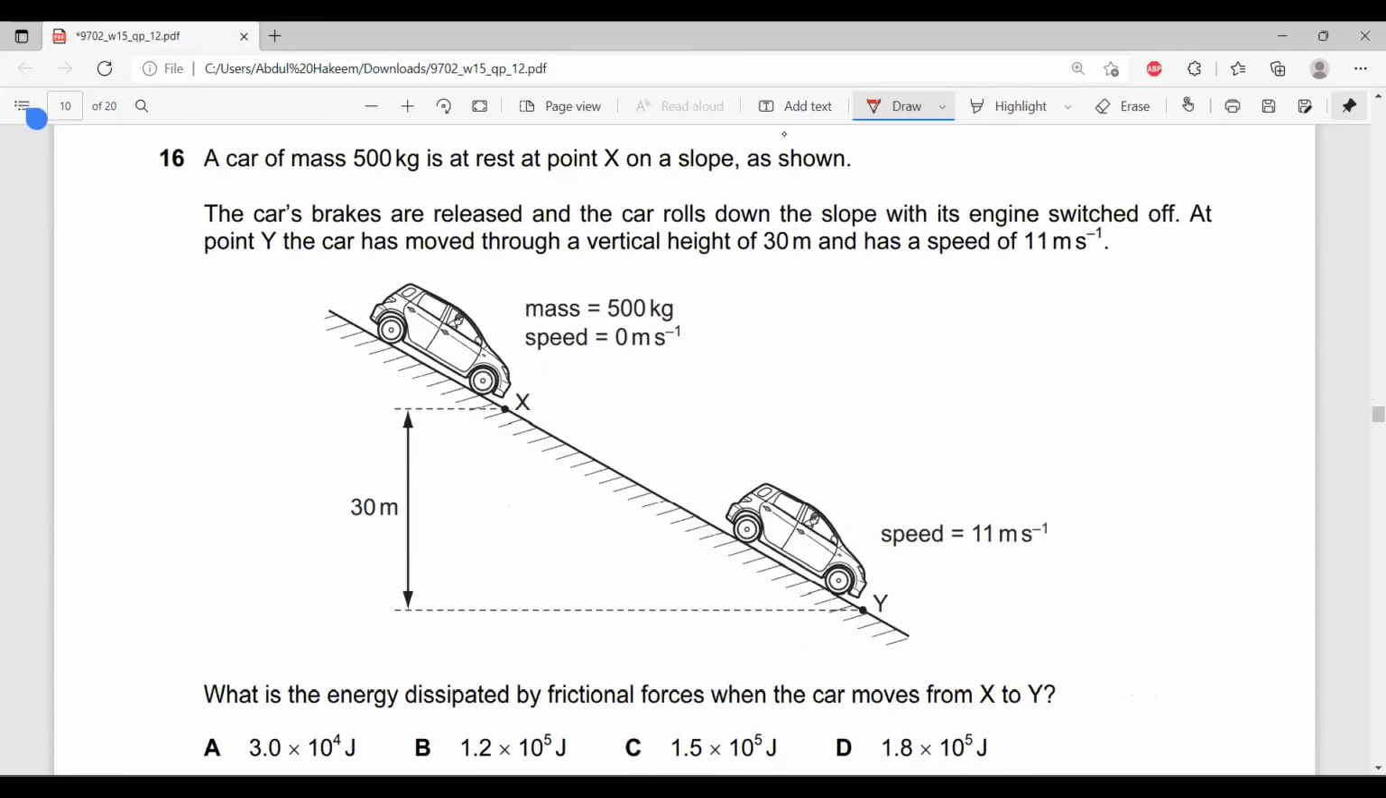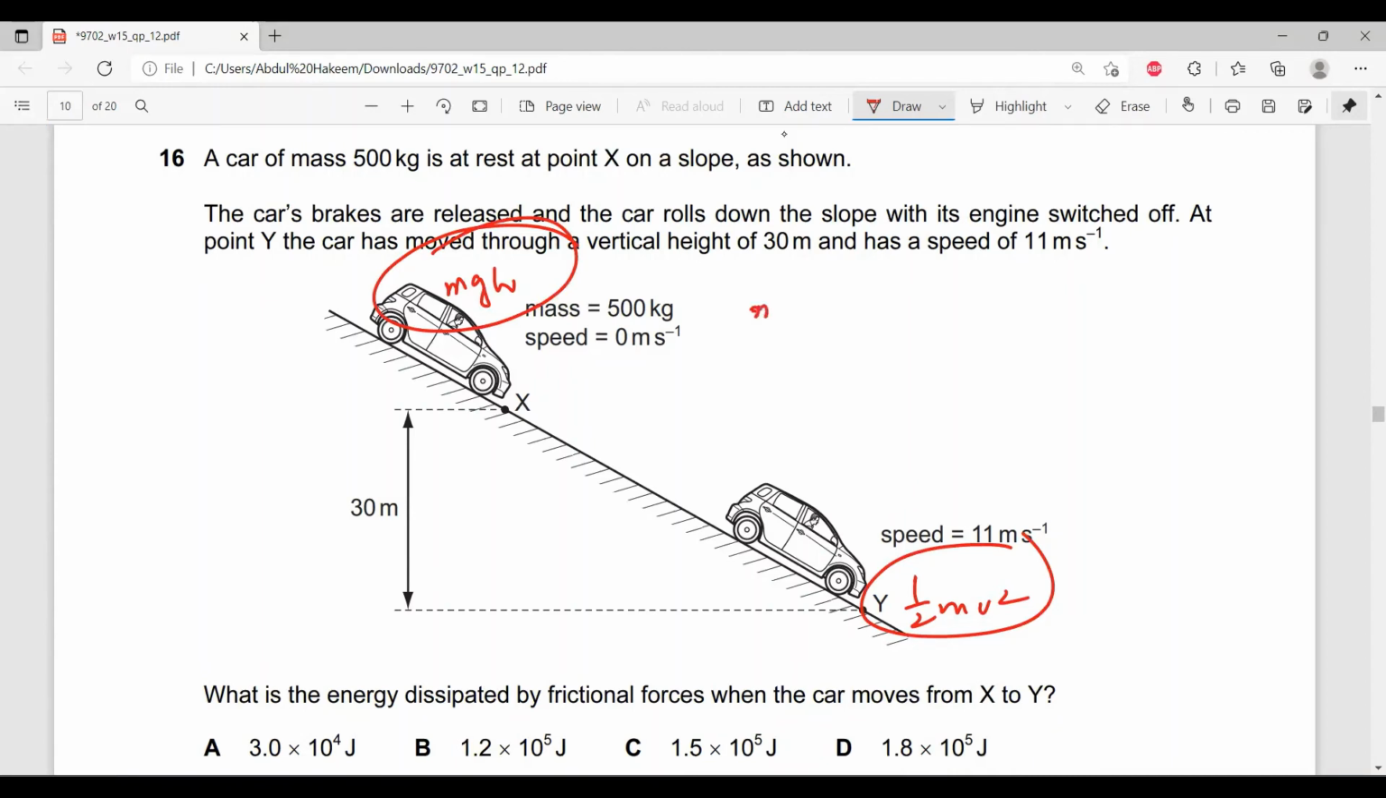A car of the mass 500 kilogram is at rest at the point X on the slope. The car brakes are released and the car rolls down the slope with the engine switched off. At a point Y, the car has moved through a vertical height of 30 meters and a speed of 11. What is the energy dissipated by the friction forces when the car moves from X to Y? So you have to calculate mgh here. You have to calculate half mv square. The difference of two energy is the loss of energy as heat.